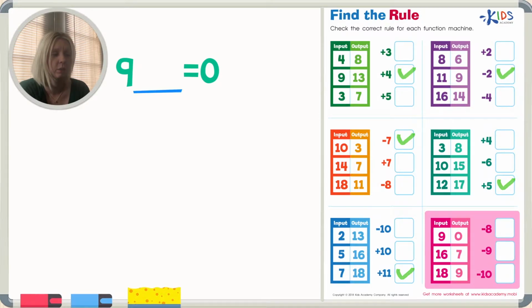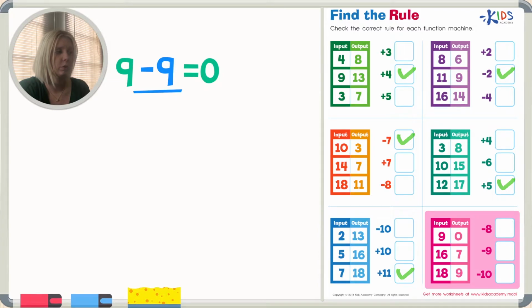So we've got 9. We have to do something to get 0. I think that it's going to be 9. Okay, so let's try this. 9 minus 9 equals 0. Okay, and I'm going to do this on my fingers. I've got 9. I have to take away 9. 1, 2, 3, 4, 5, 6, 7, 8, 9, right? So I'm left with 0. So this is right. This is the right answer for this one.